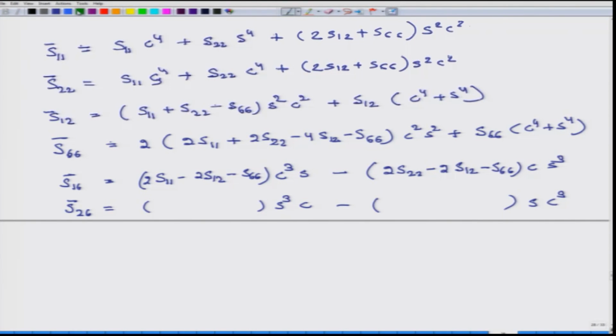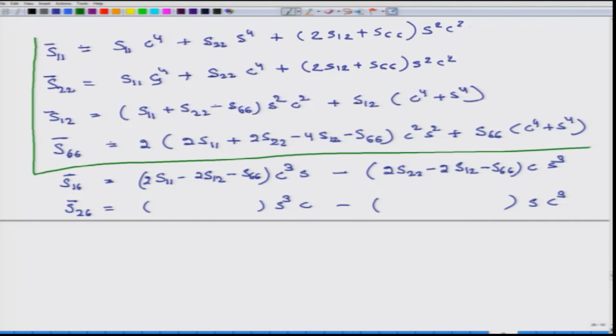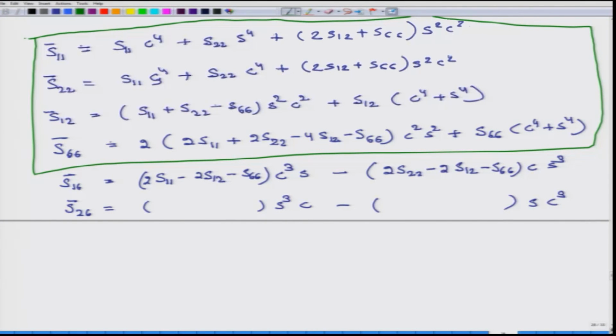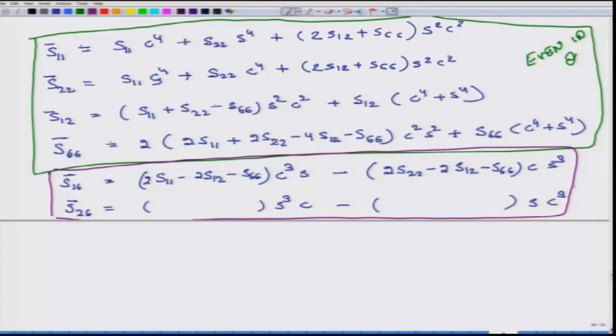So, once again we see that S11 bar, S22 bar, S12 bar and S66 bar, they are all even in theta, while these two, S16 bar and S26 bar, are odd in theta. So, it is important to understand that.